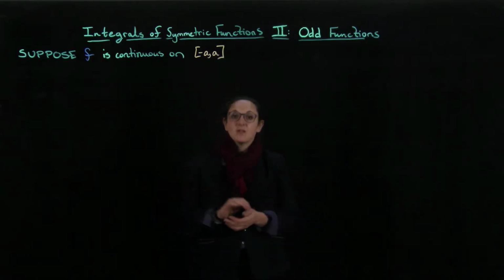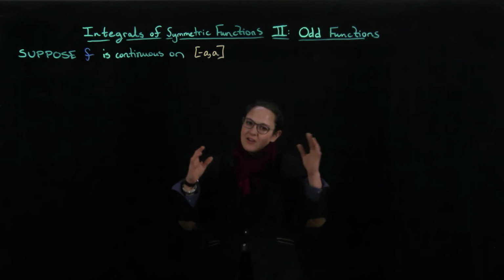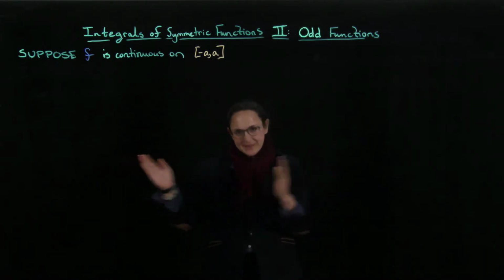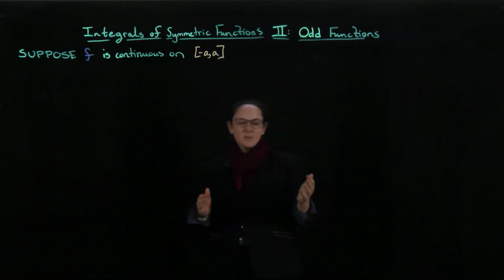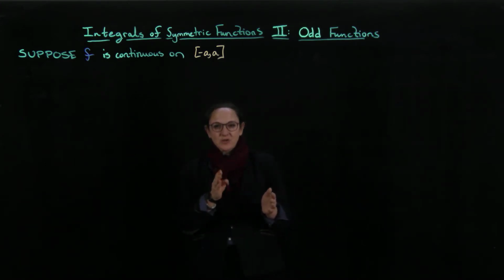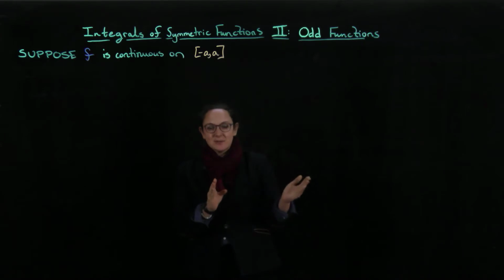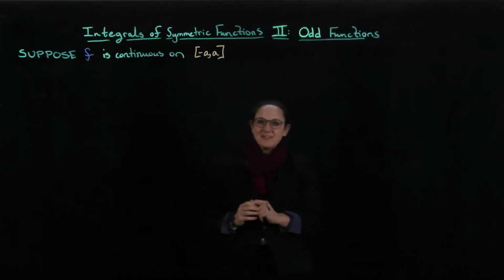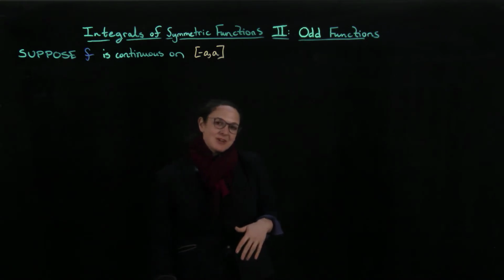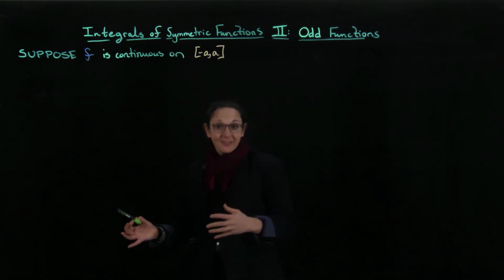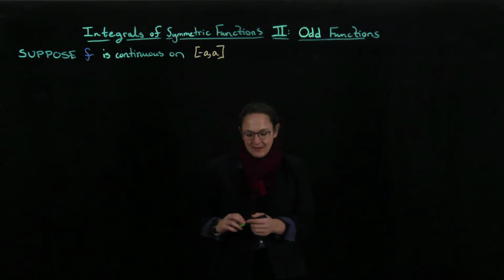Okay, welcome. In the last lecture, we talked about even functions, which are really nice because they're symmetric across the y-axis, and the integral is just double the integral from 0 to a, because of that symmetry. This one is going to be even nicer because you're going to get 0. This is very convenient because sometimes you might not know how to deal with a function, other than that it is an odd function.